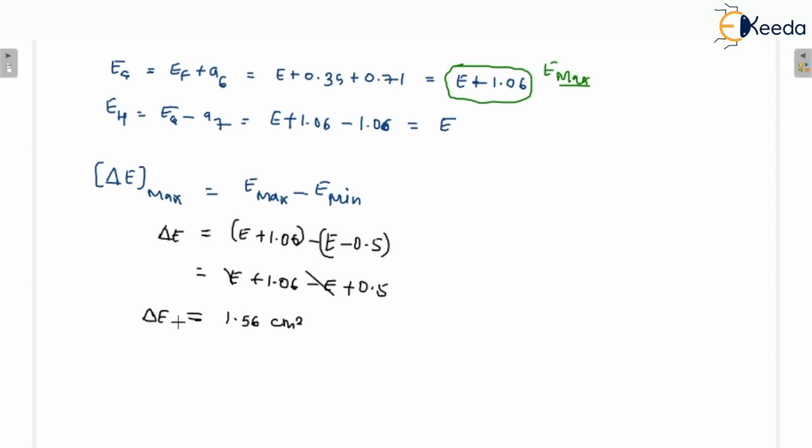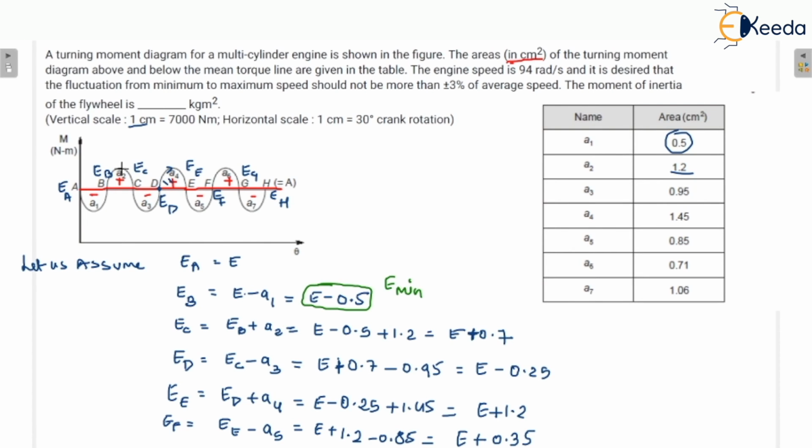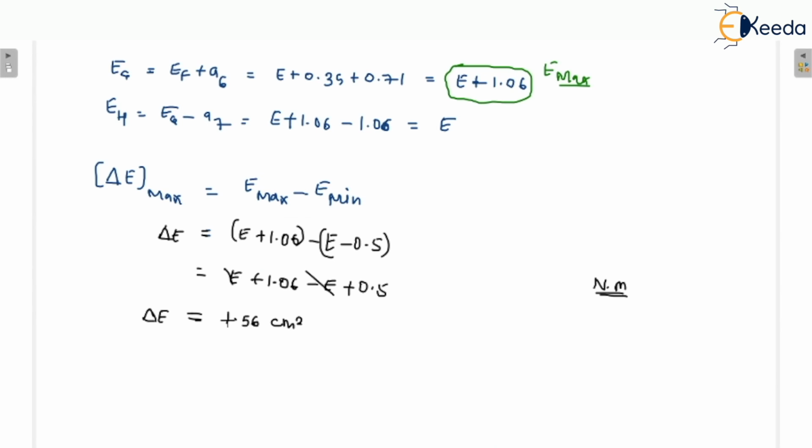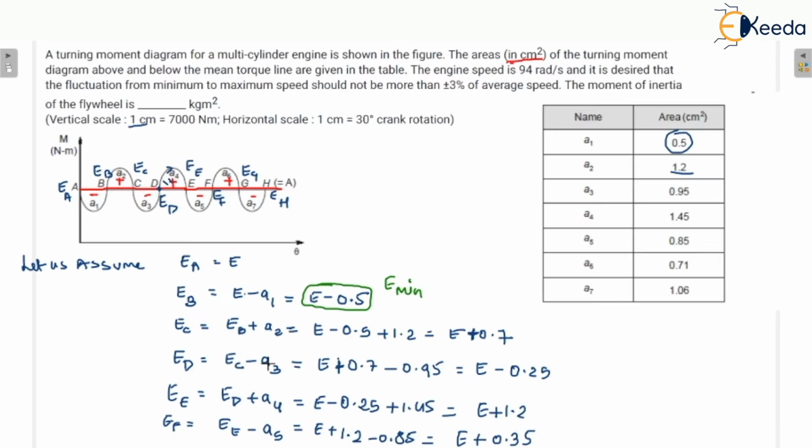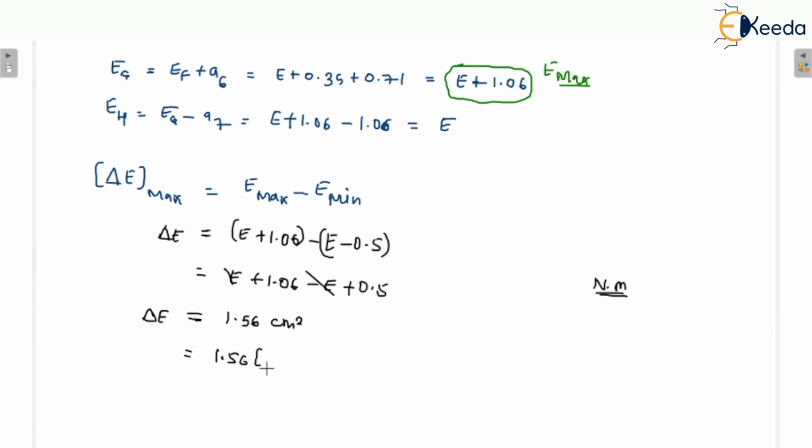Now we all know that the energy has the unit Newton into meter. Are you getting my point? So Newton into meter, and there is the angle theta. We know that this is centimeter and centimeter. If I write centimeter square, it is equal to centimeter multiplied by centimeter. So I can write here 1.56 multiplied by 1 centimeter, and 1 centimeter is 7,000 Newton into meter.